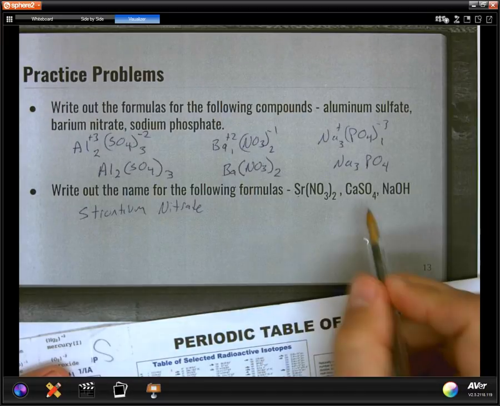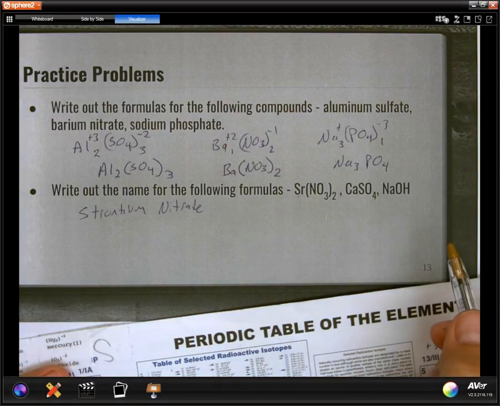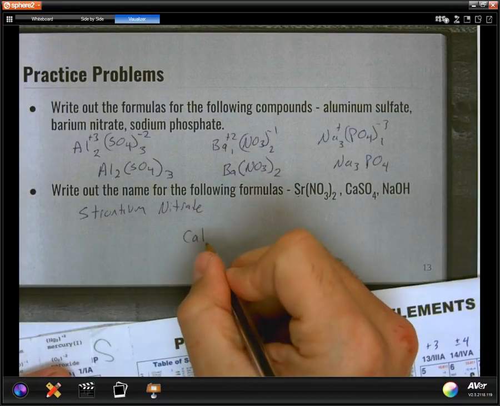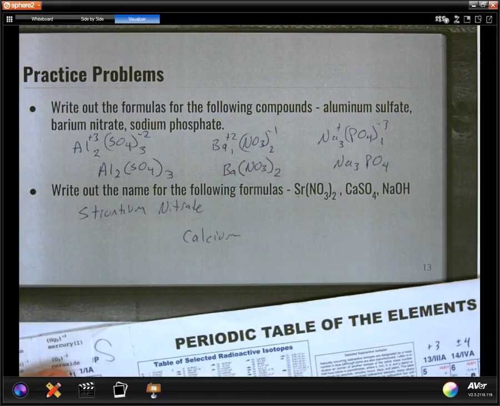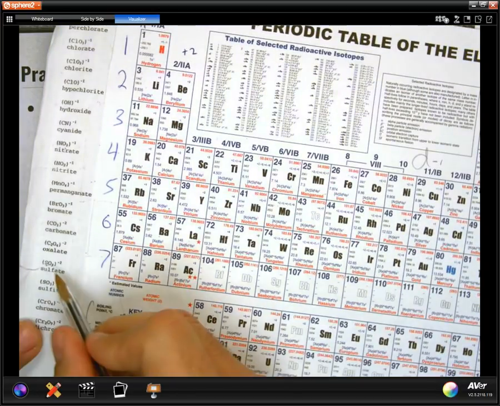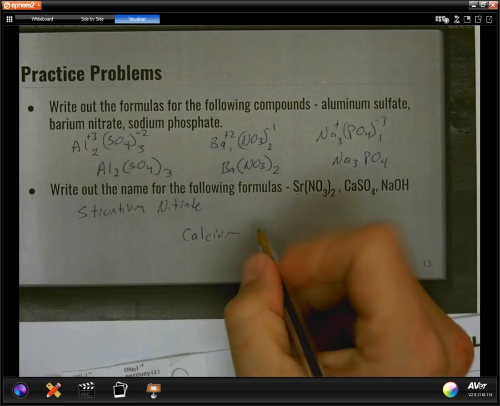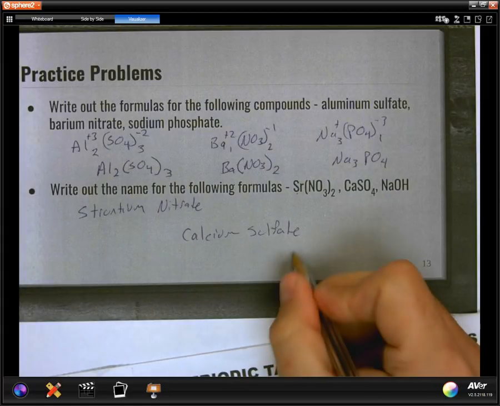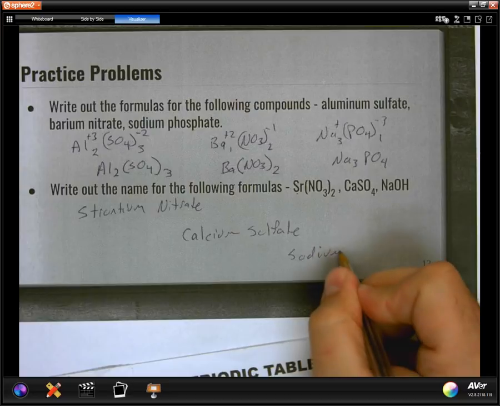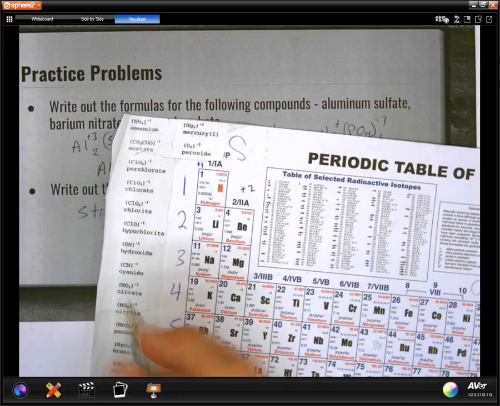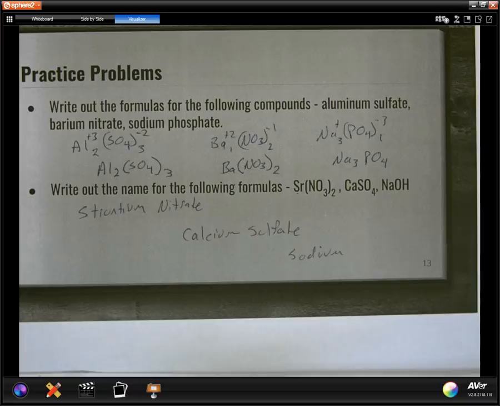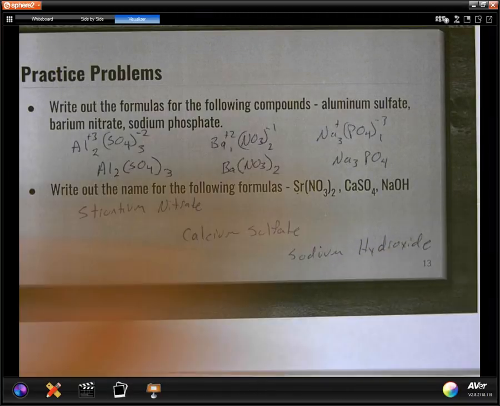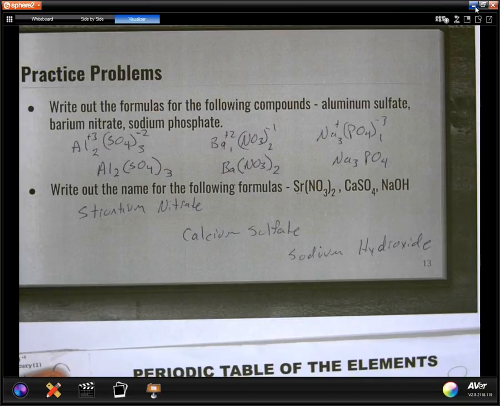Go ahead and pause the video. Try the last 2 by yourself. Welcome back. Ca is calcium. SO4, find it on here. SO4 right there. Sulfate. Calcium sulfate. Yes, it is that easy. Last one, Na is sodium. OH, looking on here, I find OH. Hydroxide. So this is just simply sodium hydroxide. There we go.